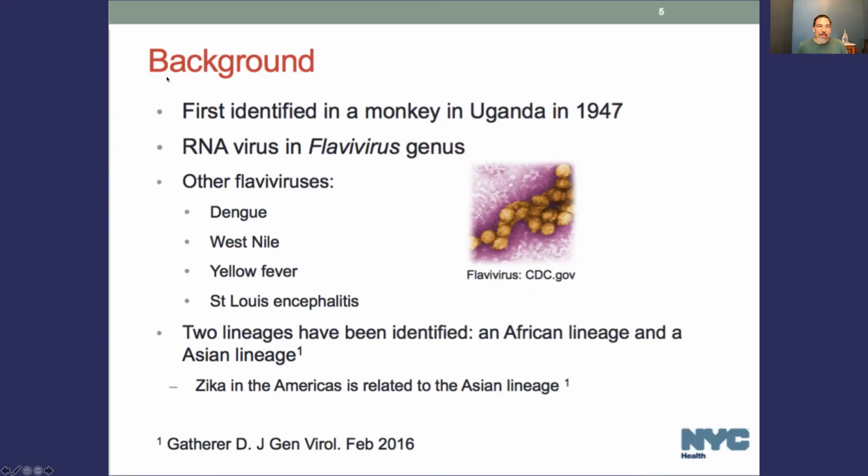So Zika virus was first identified in a monkey in Uganda in 1947. It's an RNA virus in the flavivirus genus, and other flaviviruses in that genus include dengue, West Nile fever, yellow fever, and St. Louis encephalitis. There have been two lineages of Zika virus identified, an African lineage and an Asian lineage. And the Zika that is circulating in the Americas beginning in 2015 and 16 is related to the Asian lineage.